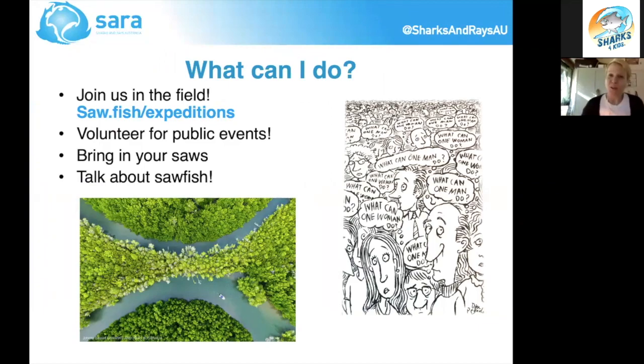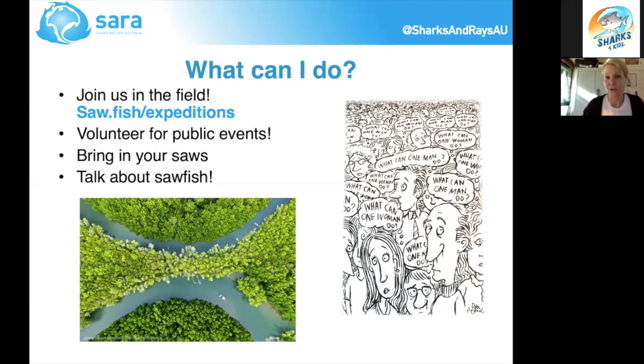But one of the questions that people always ask me when I talk about sawfish is, so what can I do? How can I help these animals? If you're in Australia, for example, you can join us in the field. We do expeditions to conduct research on these animals. In the States as well, there's heaps of groups working with sawfish. You can volunteer for public events. You can connect with researchers, and if you have an old saw at home, they would love to take DNA samples from that. But the most important thing that you can do is talk about sawfish.